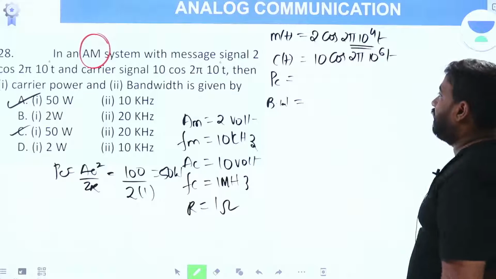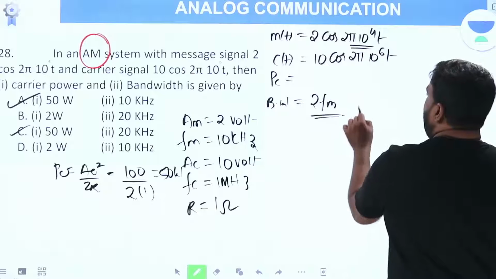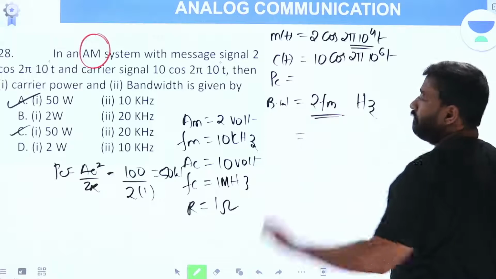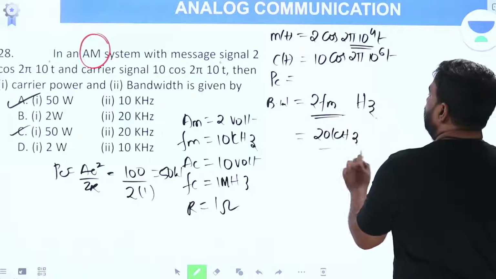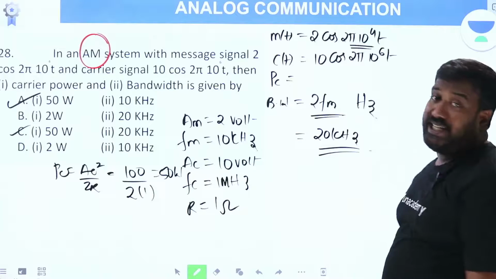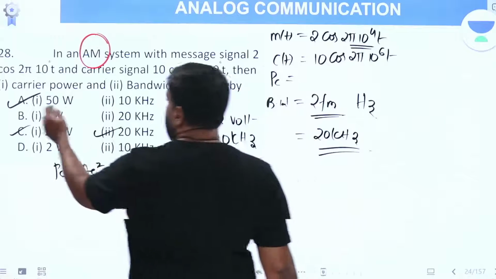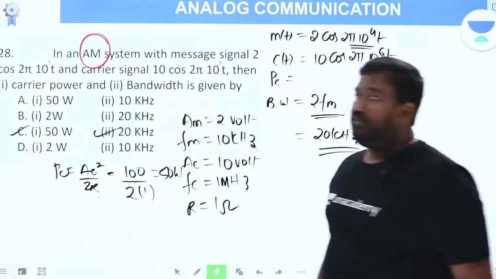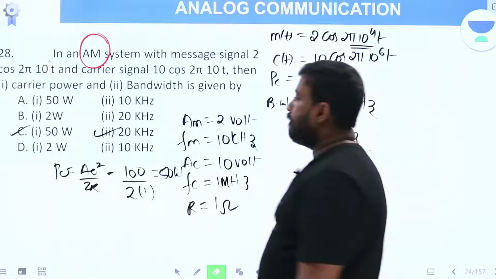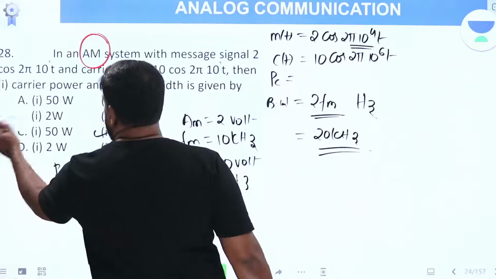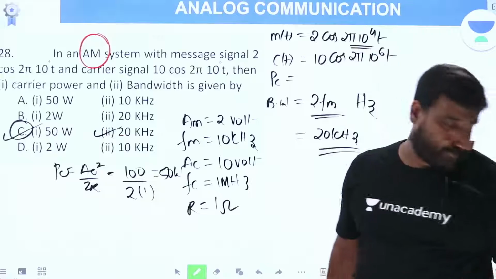Next, bandwidth. Bandwidth is 2 times fm because it is an AM system. fm is 10 kilohertz, so bandwidth is 20 kilohertz. 50 watt and 20 kilohertz, option C is the answer. Is that clear? Therefore, option C is the answer.